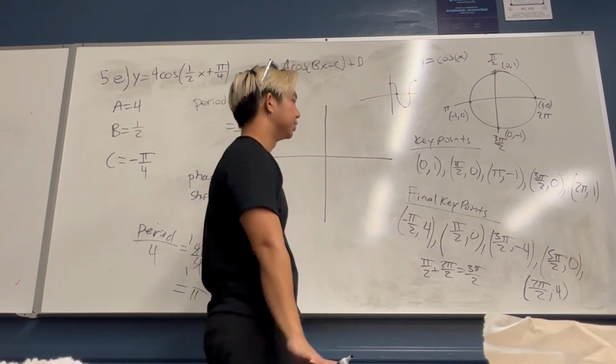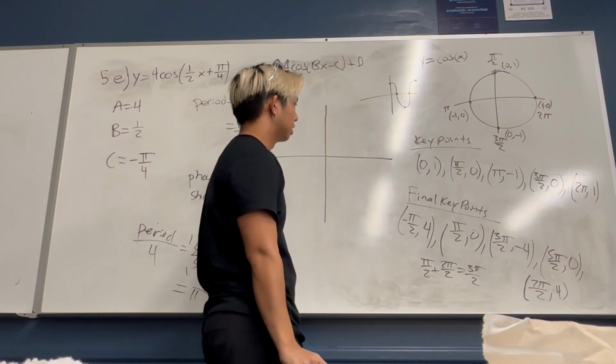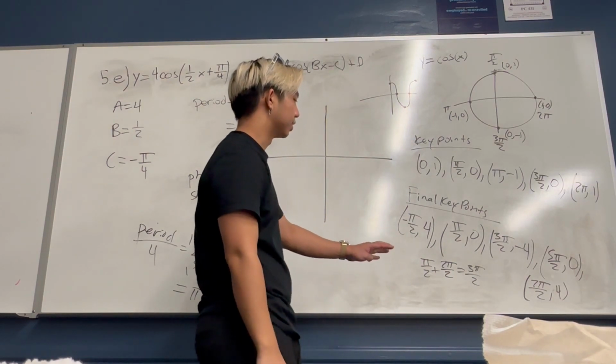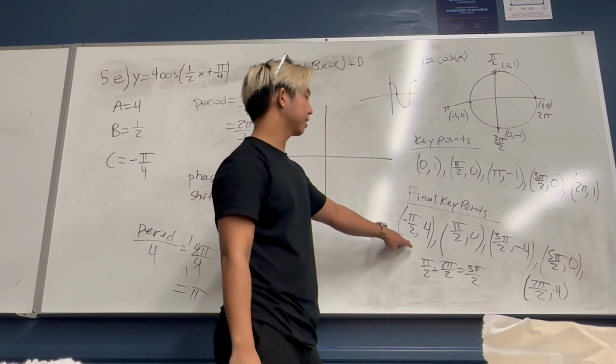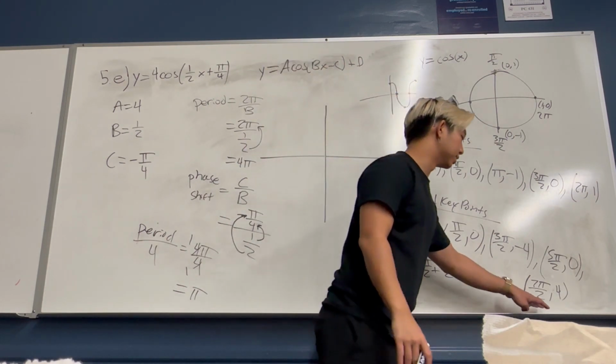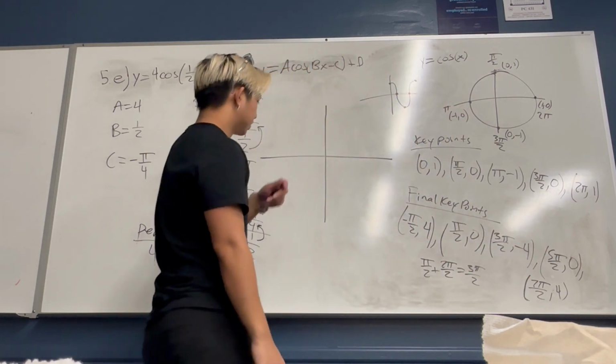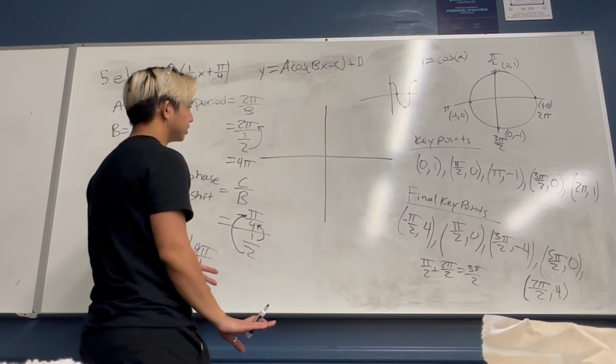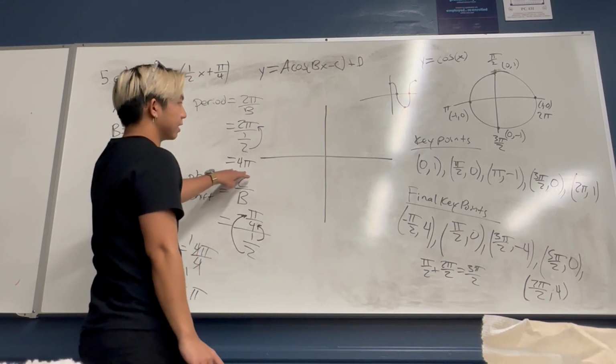Actually, they want us to do... actually no, yeah, this is better. Okay, so what's my beginning point? Negative pi over 2, right? And then my end point is 7 pi over 2. So I know that this is going to be a period of 4 pi in both sides, right?